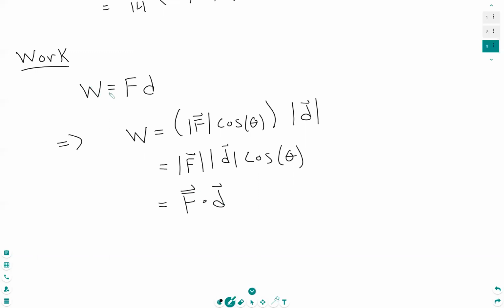We're at 120. Does this permit negative work if pi over 2 is greater than theta? No, you can't have, well, you can't have negative work.